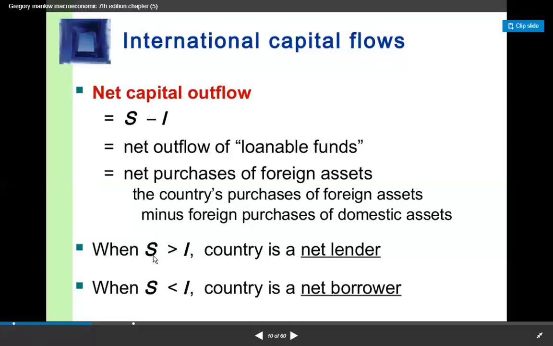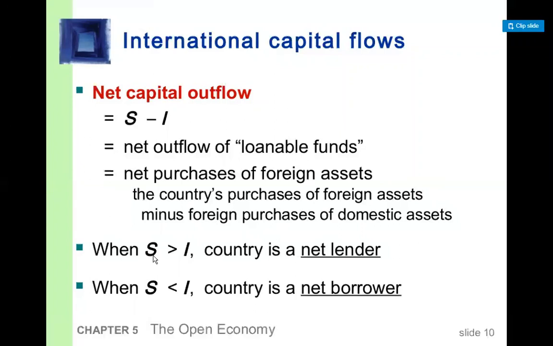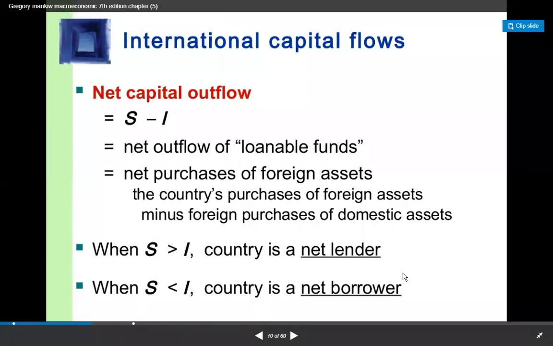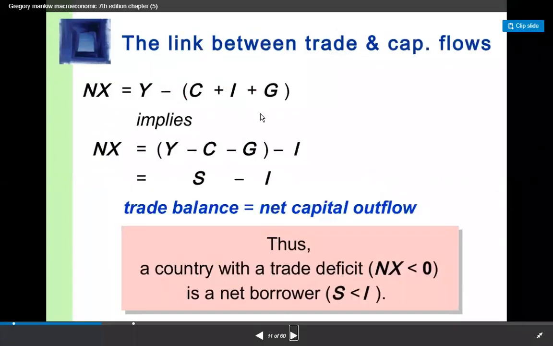When the supply of loanable funds is greater than the demand for loanable funds, then our country is a net lender. When the supply of loanable funds is less than the demand for loanable funds, then our country is a net borrower. That is a very important statement. You should have it in your mind.